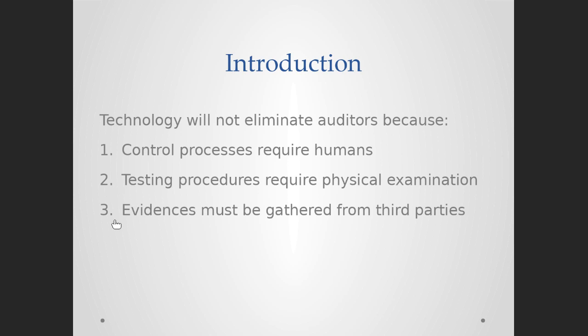The third is that evidence must be gathered from third parties. So we need documents that are produced not by the client and not by the auditor. The client is the first party, the auditor is the second party. There are third parties outside the client's business and outside the auditor that provide us with information that helps us in auditing the client. Can anyone give an example of a third party, an outsider that will help us gather information? Suppliers, very good. Who else?